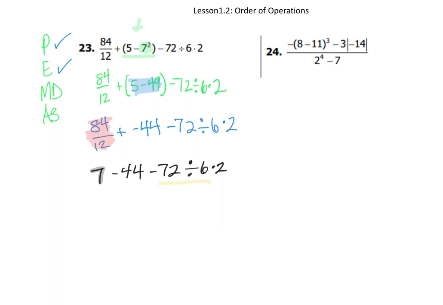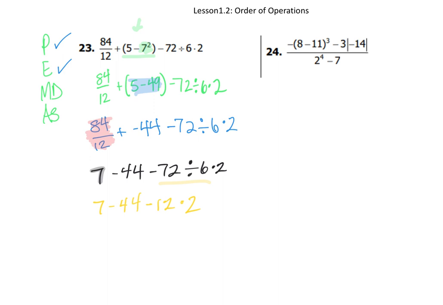72 divided by 6, that's division. That's what I need to do next. So 72 divided by 6 is 12. So let's rewrite this problem. I have 7 minus 44 minus 12 times 2.